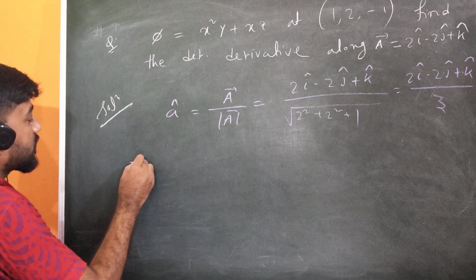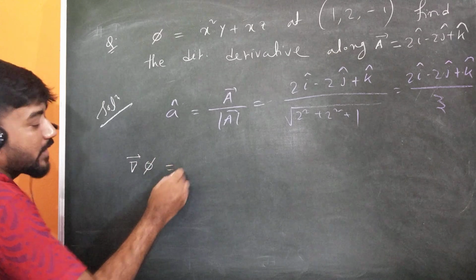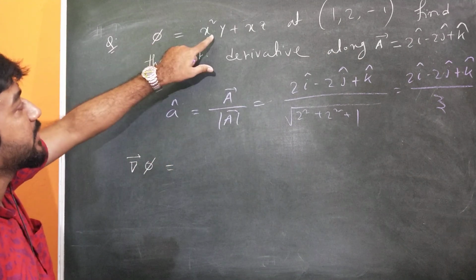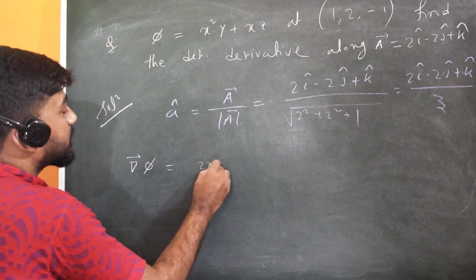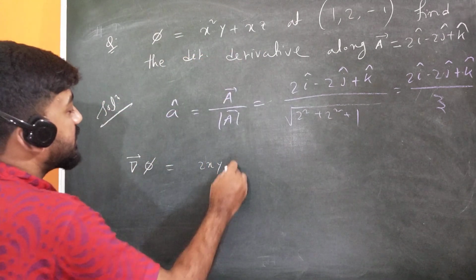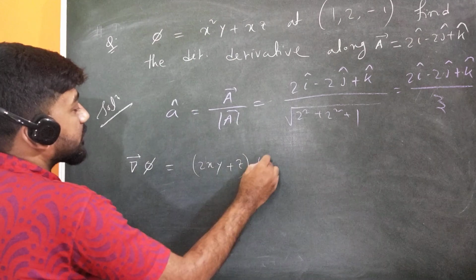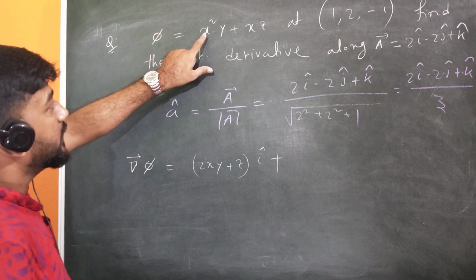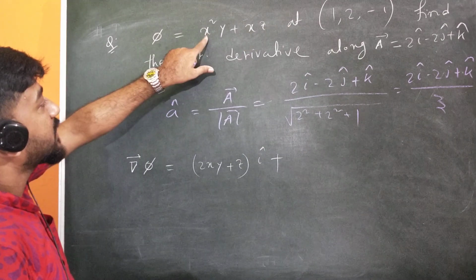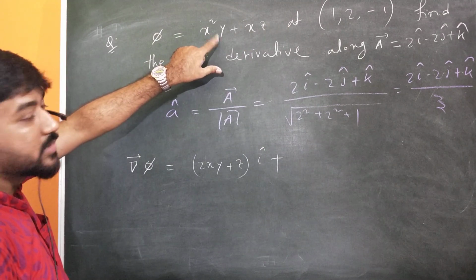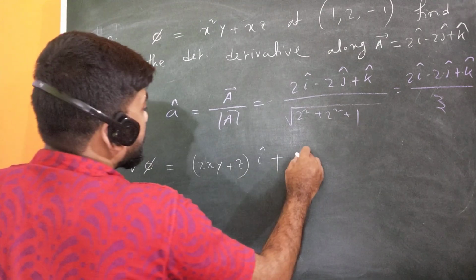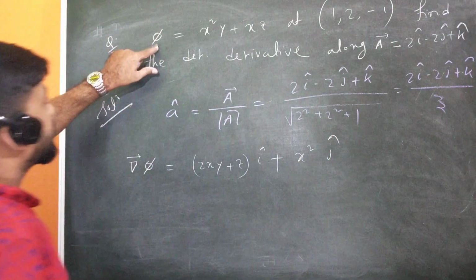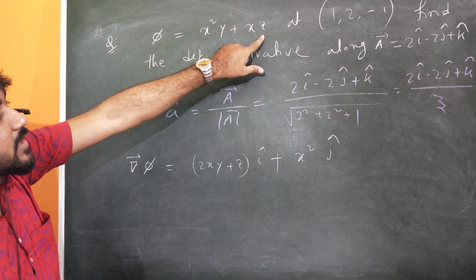Okay, so what is grad phi? The first term will be del phi del x. If you find the derivative of phi with respect to x, you will get 2xy from here, and from here you will get only z, so del phi del x i cap. Plus you will get del phi del y. For del phi del y, this term will be 0, and only this term will survive because the derivative of y is 1 with respect to y, so it will be only x square j cap. And if you take the differentiation with respect to z, then only x will survive.